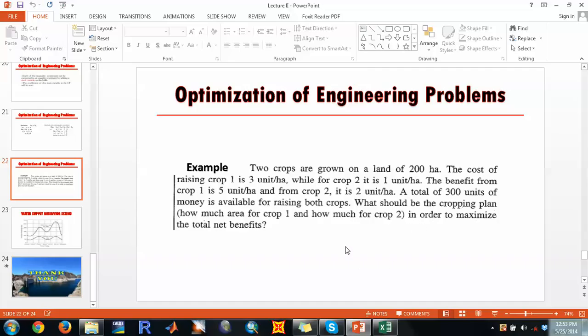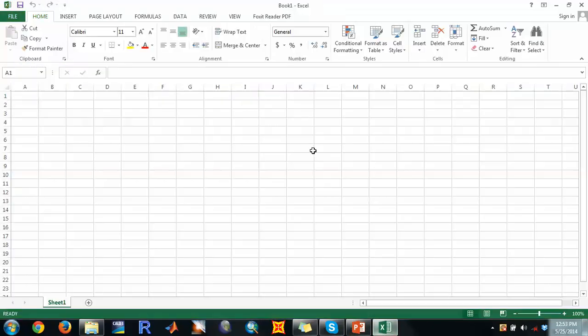So if we formulate the problem first, let's say we have crop 1 and crop 2. Let's represent the area covered by crop 1 as x, and the area covered by crop 2 as y.